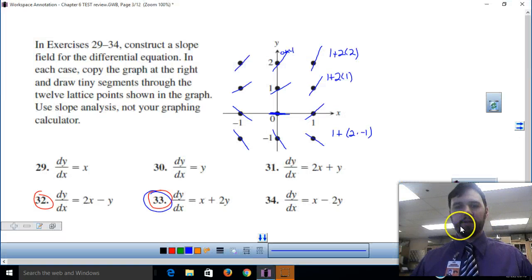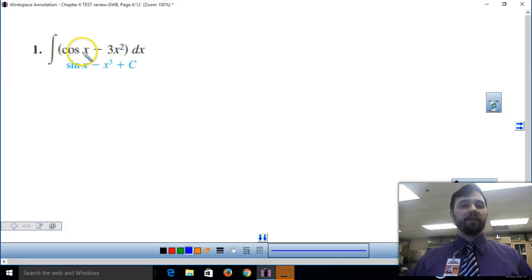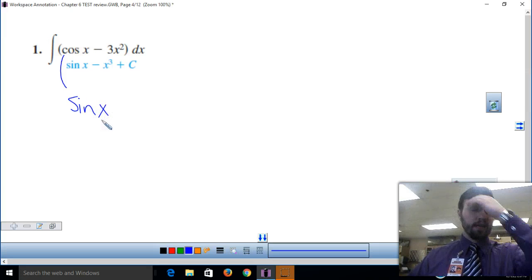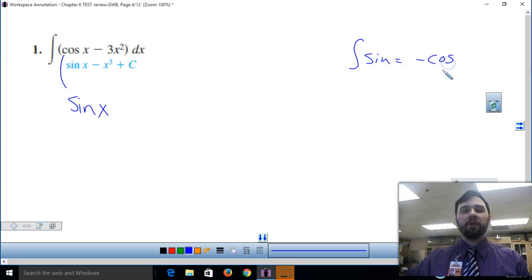I got paused. We're finding the indefinite integration of this. Antiderivative of cosine is sine, because the derivative of sine is positive cosine. Now the integration of sine is negative cosine, because the derivative of cosine is negative sine. You guys got to know that going into this, all right?